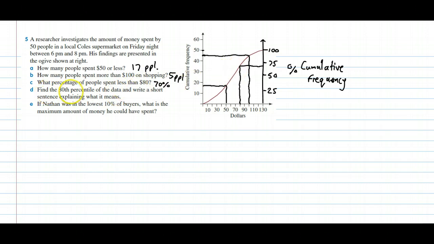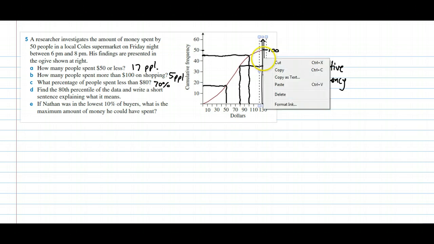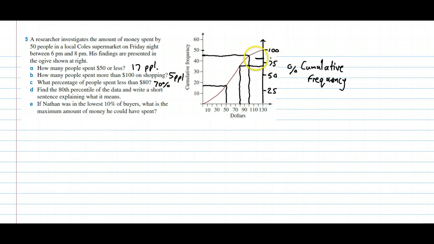Okay, in part D, find the 80th percentile of the data and write a short sentence explaining what it means. The 80th percentile of the data is going to be pretty close to here. Oops. Let's try that again. So very close to there is about 80%. We connect that to the data line and again go down, try to go straight if we can, down to the dollars line, and we've hit that, I would say about $95, pretty close to $95.